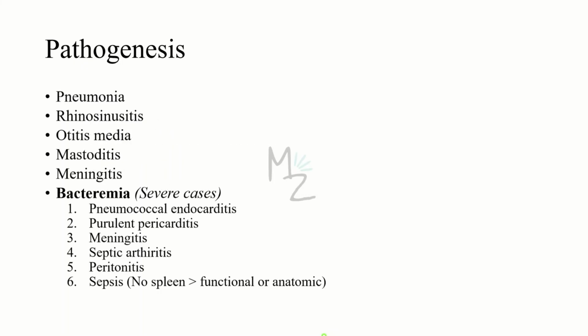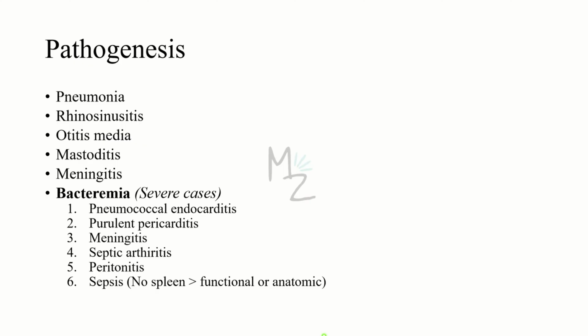Streptococcus pneumoniae is responsible for causing many diseases. The important ones are pneumonia, rhinosinusitis, otitis media, mastoiditis, and meningitis. If it enters the blood, it is termed bacteremia. It only occurs in severe cases. Then, due to bacteremia, the following diseases will occur.